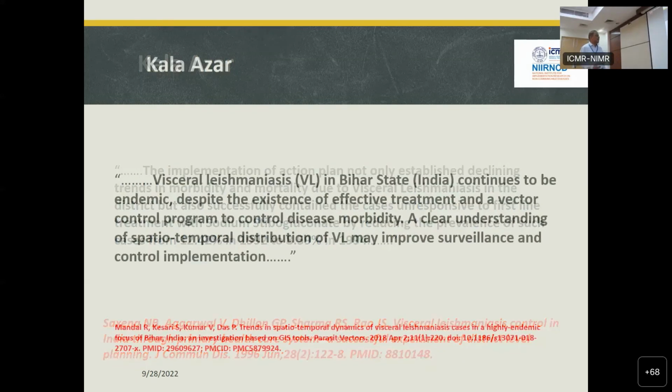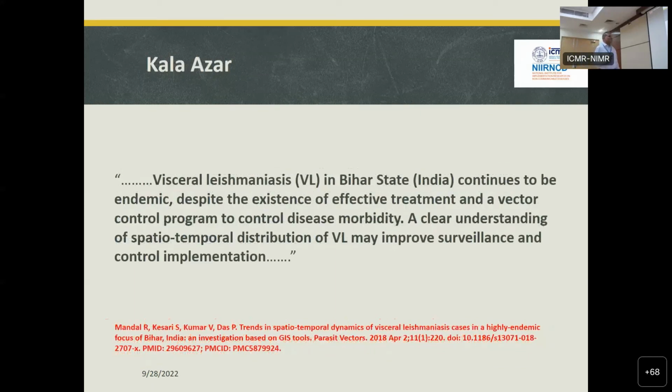Another example from Kala-azar. I found more interesting papers on Kala-azar. Visceral leishmaniasis in Bihar state continues to be endemic, as if we are taking pride in that. In spite of so many years, I'm sorry, I'm a little bit critical, standing here among the scientists. Please pardon me for saying this, but this is fact according to me. So, in Bihar state it continues to be endemic despite the existence of effective treatment. So, how effective is the treatment if you have not been able to control the disease?